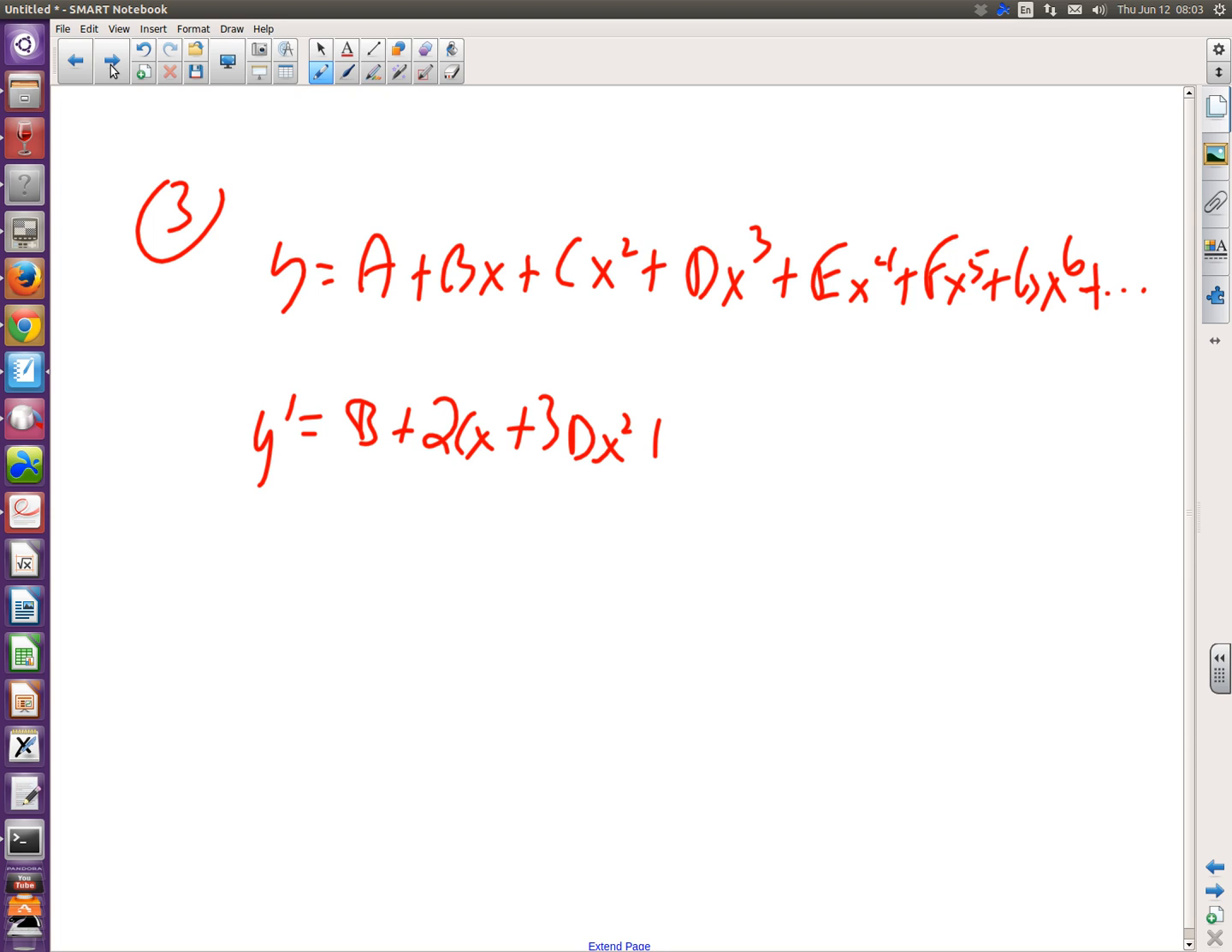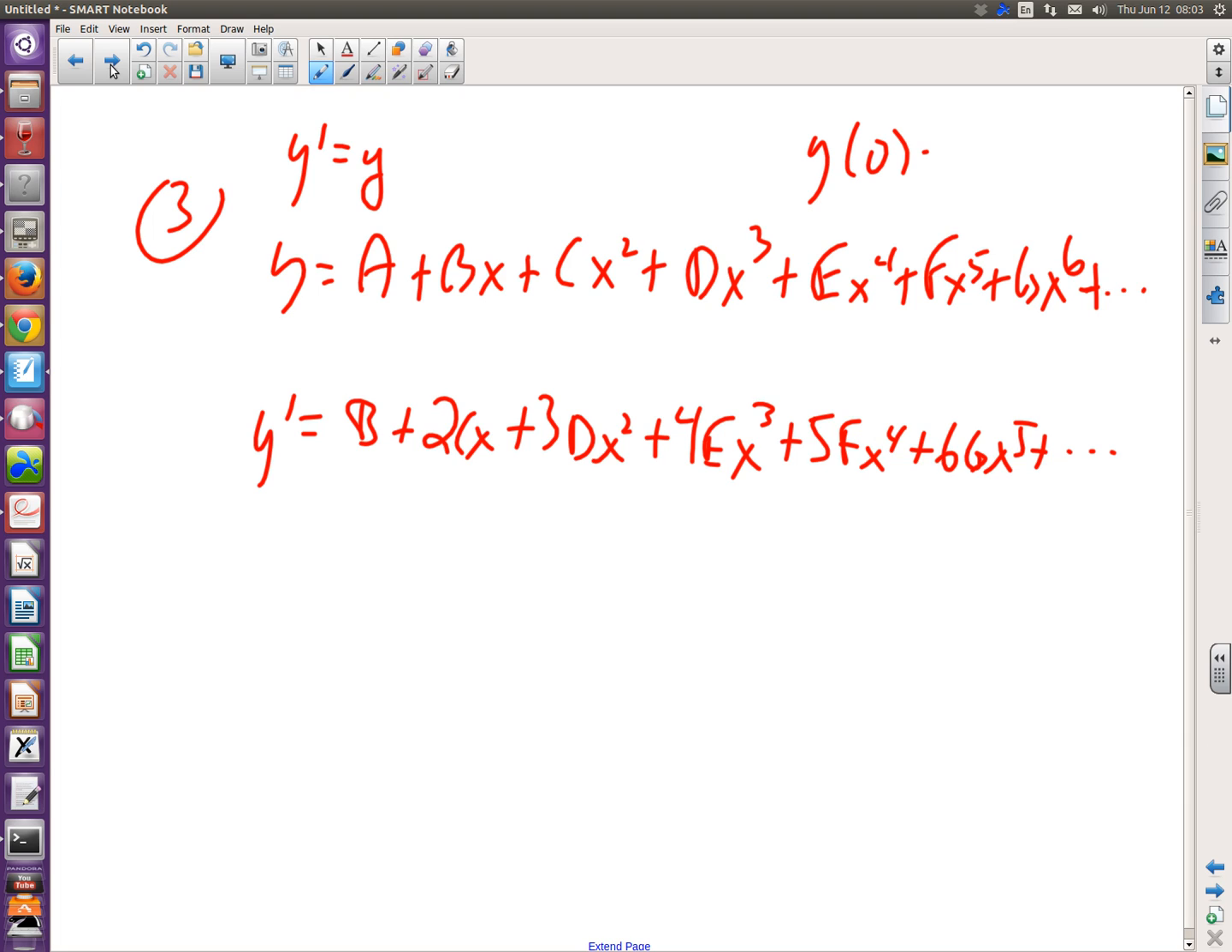3dx squared plus 4ex to the 3rd plus 5fx to the 4th plus 6gx to the 5th plus infinite series, right? But now what we got is that y prime equals y. That's the differential equation we're solving. dy/dx equals y. And you have the initial condition y of 0 is 1.